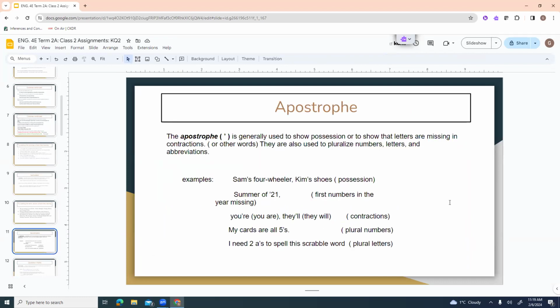Apostrophe. The apostrophe is generally used to show possession or show that letters are missing in contractions or other words.